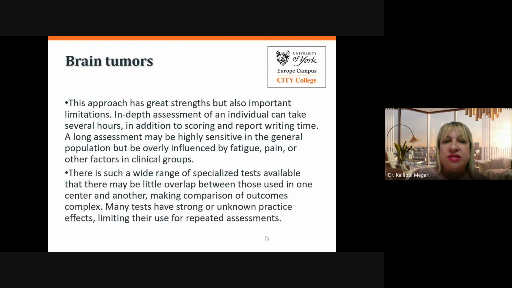This approach has great strengths, but also important limitations. In-depth assessment of an individual can take several hours, in addition to scoring and report writing time. A long assessment may be highly sensitive in the general population, but be overly influenced by fatigue, pain, or other factors in clinical groups, and especially when we have patients with cancer. And there is such a wide range of specialized tests available that there may be little overlap between those used in one center and another, making comparison of outcomes complex.